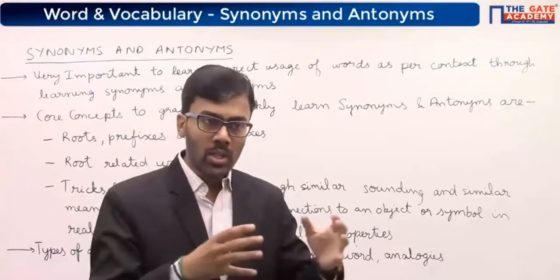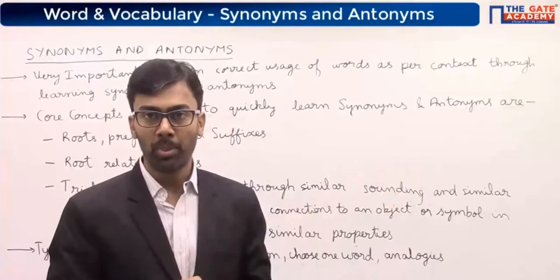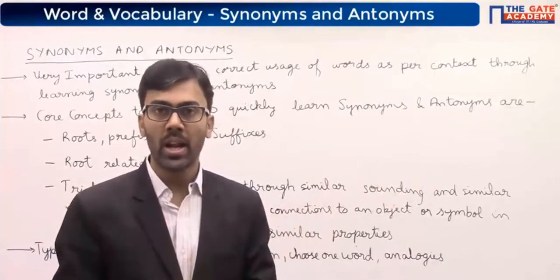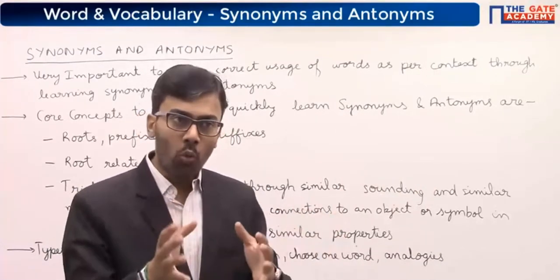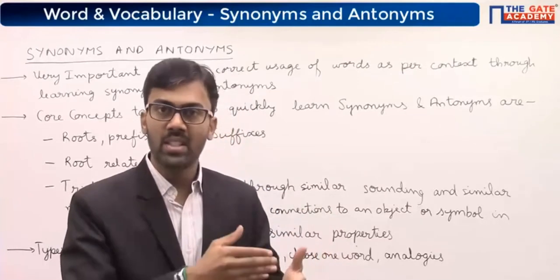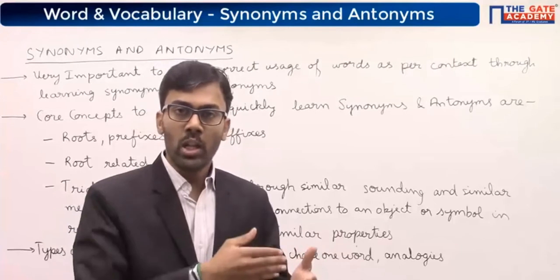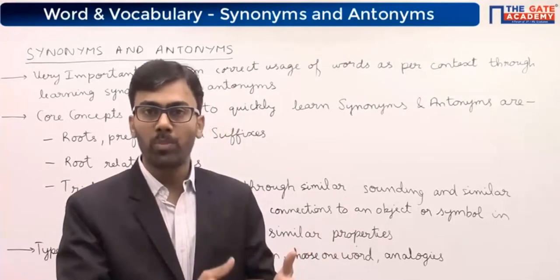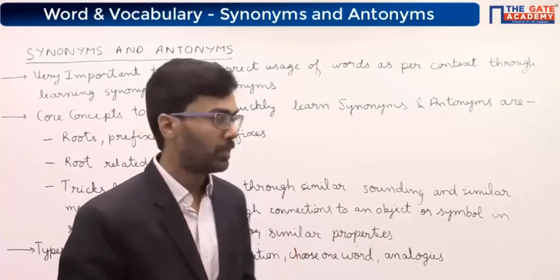Once we go to actual examples of different words and their synonyms and antonyms, that's where we are going to learn what we mean by these two tricks. One is through similar sounding and similar meaning words, and the other is through logical connections in the brain in terms of objects, symbols, images, etc.